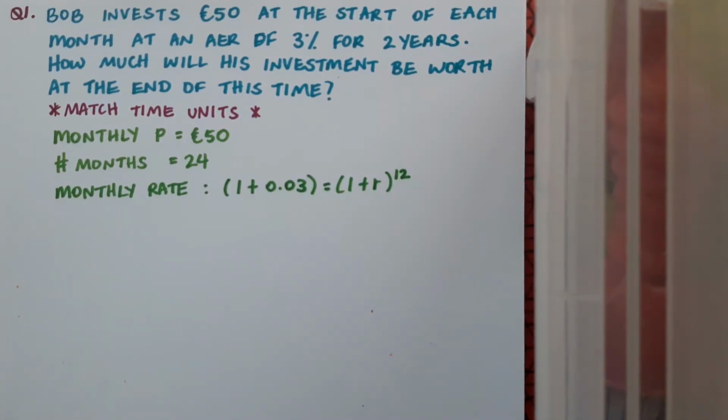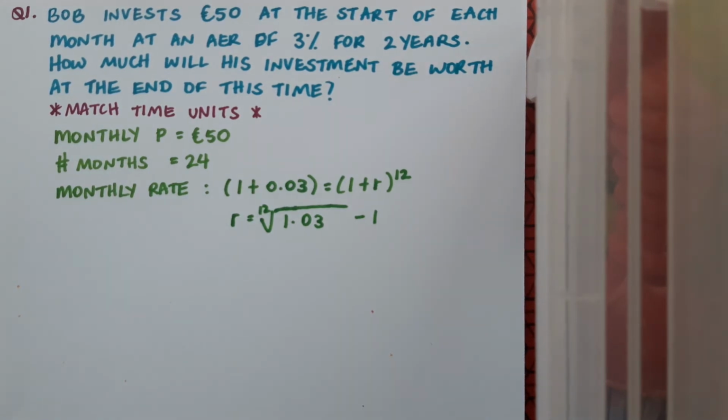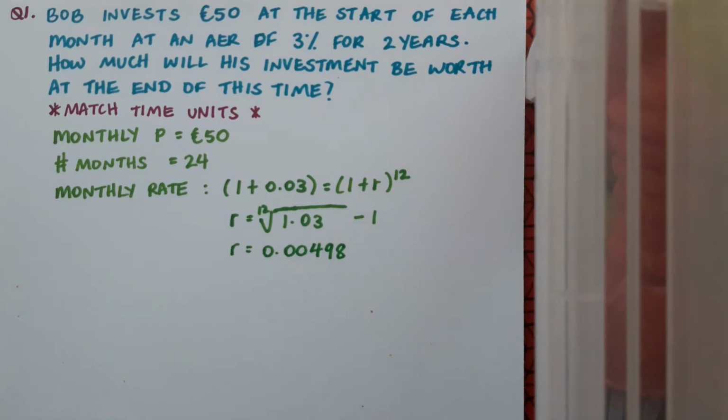So I'll fill in that formula, and that'll be the 12th root of 1.03 minus 1. Make sure that minus 1 is outside that root. And I'm going to give 5 decimal places on that. So R equals 0.00498. Oops, looking at the wrong question there. Actually, it's R equals 0.00247.